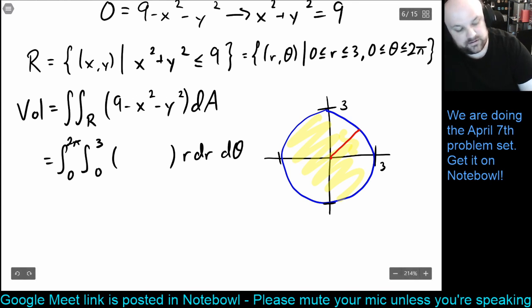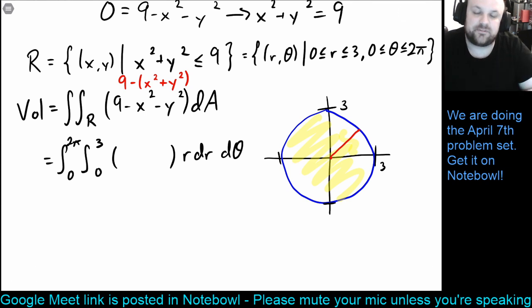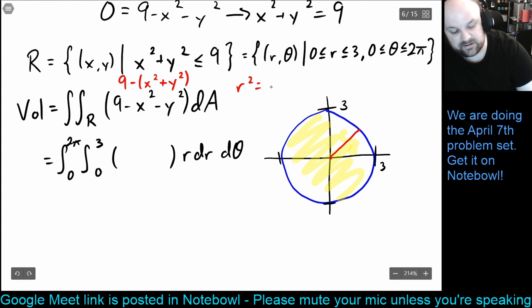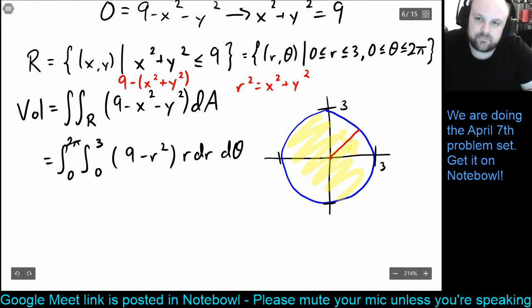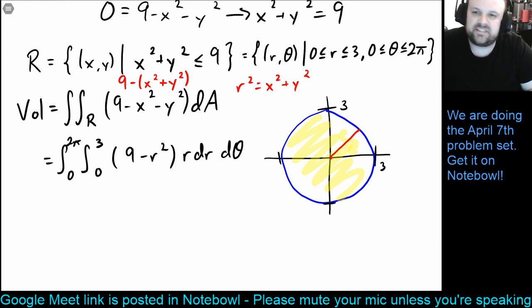Now, the integrand here, we can rewrite this like this, 9 minus parentheses x squared plus y squared. And if you remember, in polar coordinates, r squared is x squared plus y squared. So that integrand just comes down as 9 minus r squared. Right. And at this point, it's just a typical integral. You can distribute that r and do the usual business.